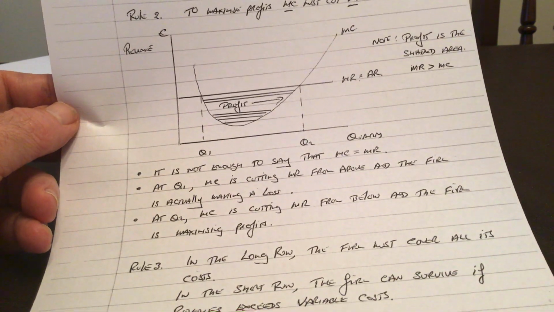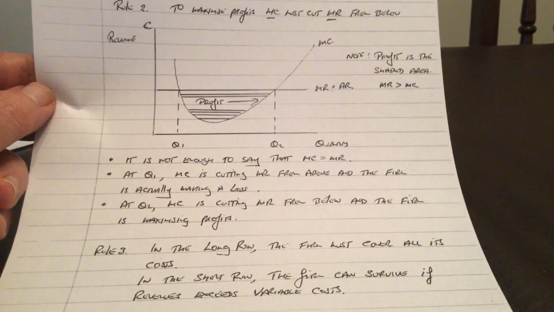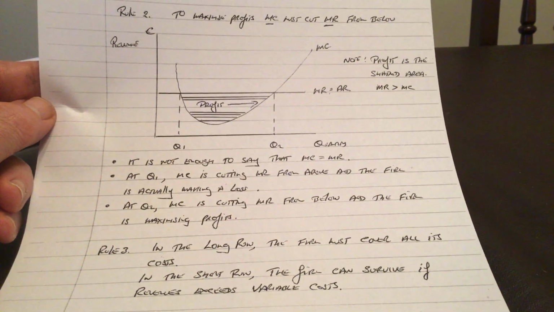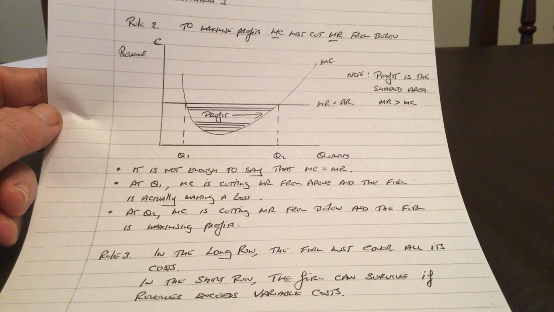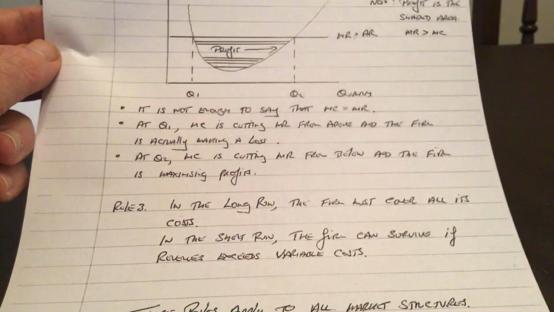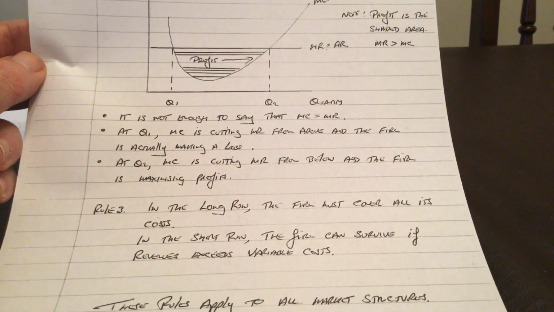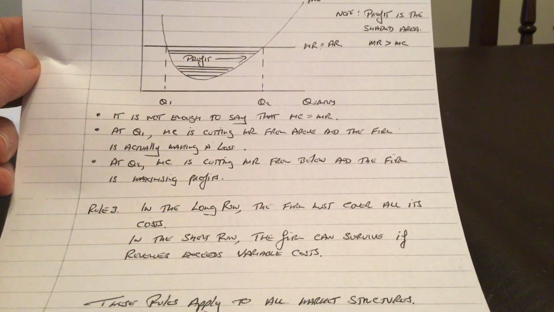So it is not enough to say that MC is equal to MR. At Q1, MC is cutting MR from above, and the firm is actually making a loss, or has been making a loss up to now. At Q2, MC is cutting MR from below, and the firm is maximizing its profits.